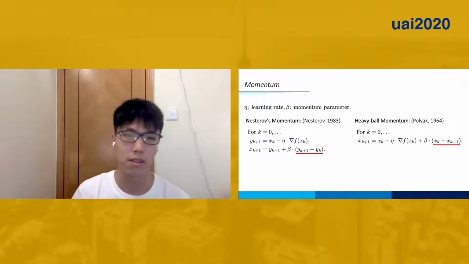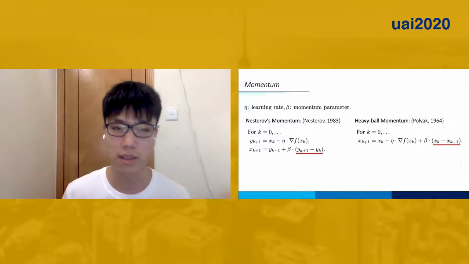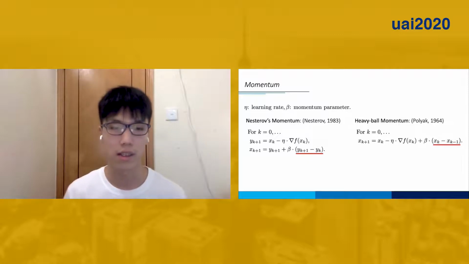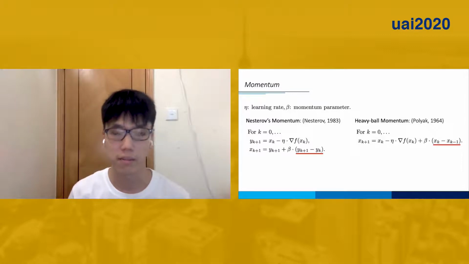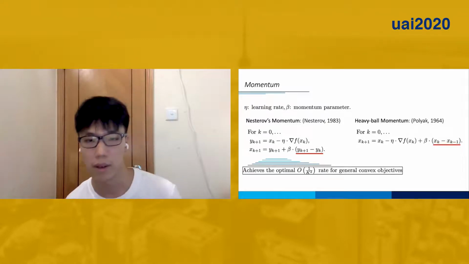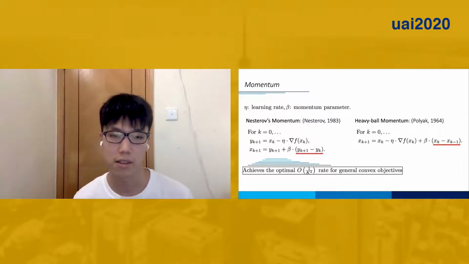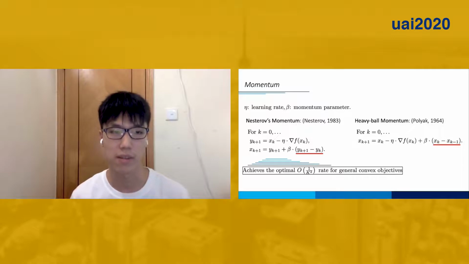There are already a lot of studies on the difference between these two schemes, so we are not going into details here. A distinctive feature of Nesterov's momentum is that it achieves the optimal 1 over k squared rate for general convex objectives. And thus, as our title suggests, our new momentum trick will be built upon this famous Nesterov's momentum.